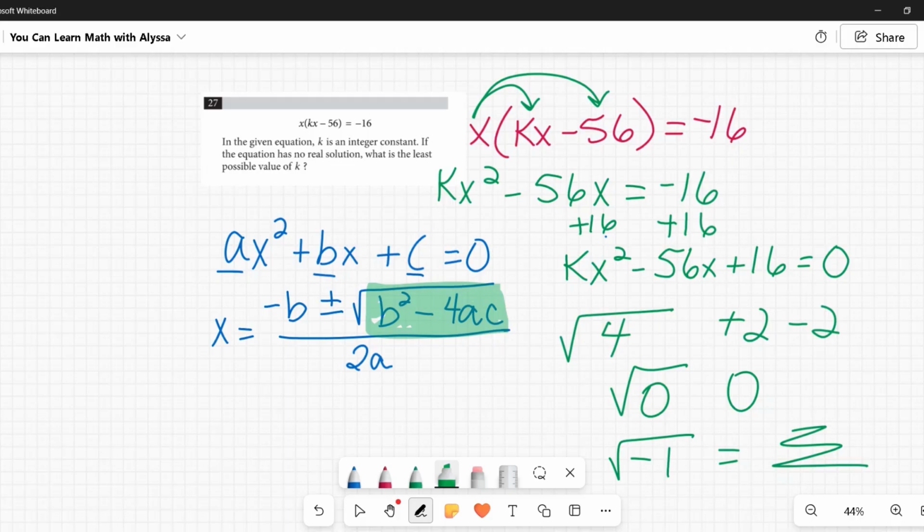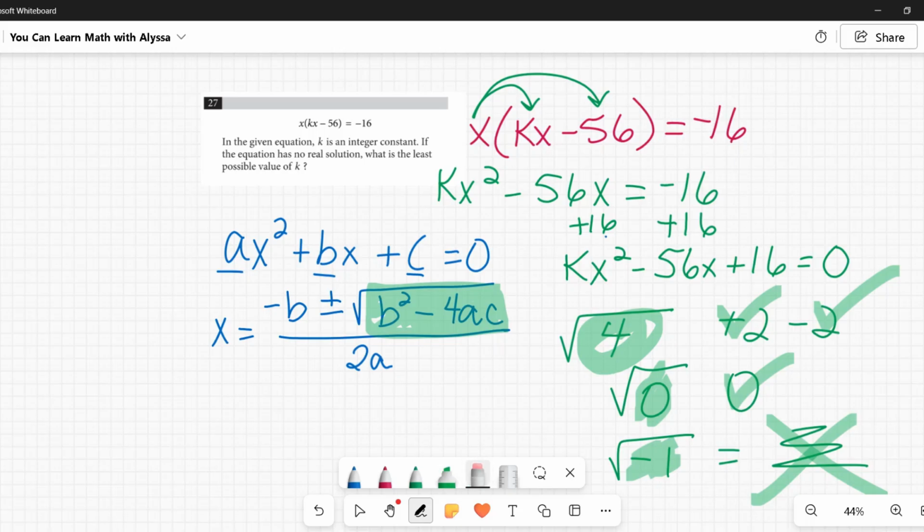If this b squared minus 4ac, the bit under the square root, is a positive number, you will have two solutions to that quadratic. If it turns out to be 0, you have one solution. If it turns out to be negative, you don't have any solutions. So that little piece, that b squared minus 4ac, has a fancy name. It's called the discriminant. And I really hope I'm spelling this right. Discriminant.